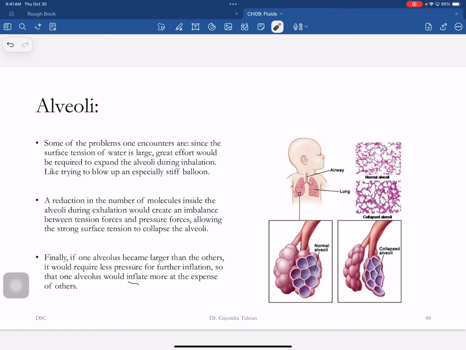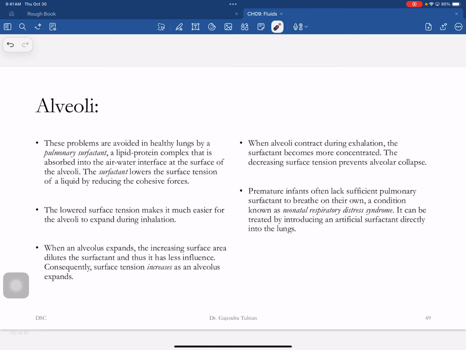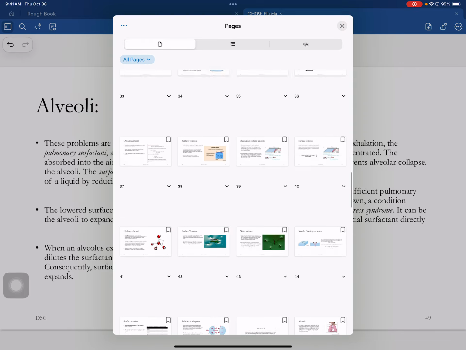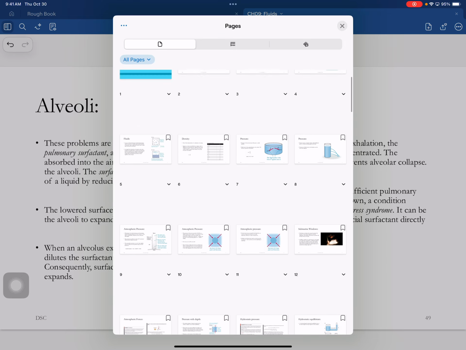It's an amazing design. Hopefully, we'll talk about this. These problems are avoided in healthy lungs by something called pulmonary surfactant. This is what makes alveoli soft, and if you have less surfactant, then it'll become stiffer. So we'll talk about that. That was slide 50. That stuff is coming a little down the road.